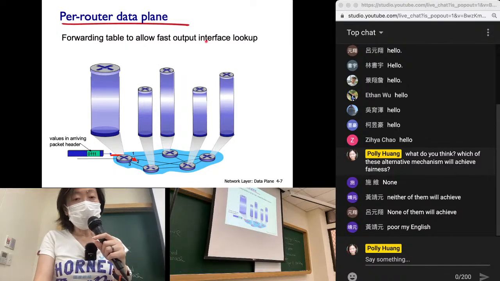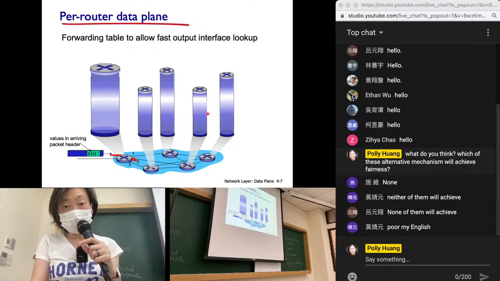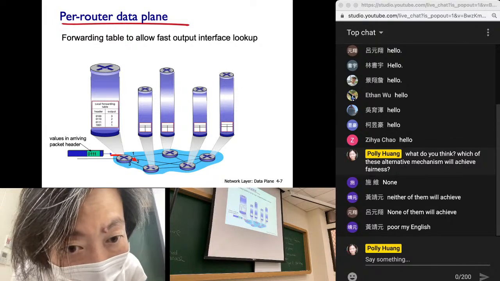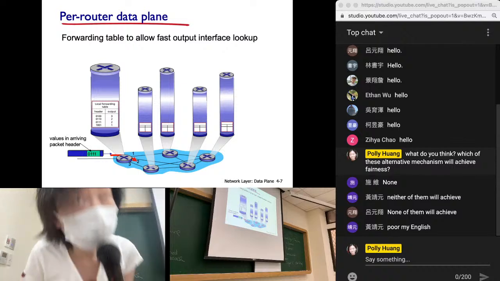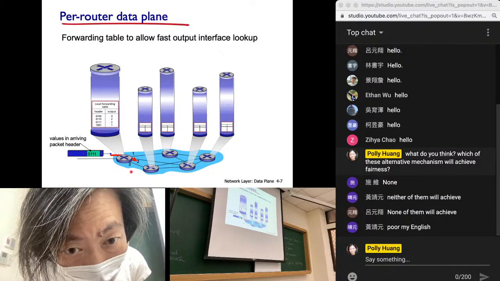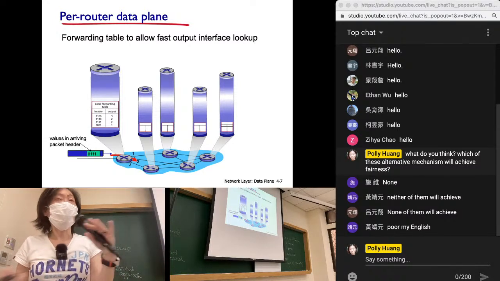So data plane right here, down below. Each of these is a router. The lower part is the data plane, where we store these forwarding tables. Given the header information, it finds the output port. So in this case, 0111 matches the third entry in the table, right? So we go to output interface 2 or output port 2. So that is down below, the data plane.